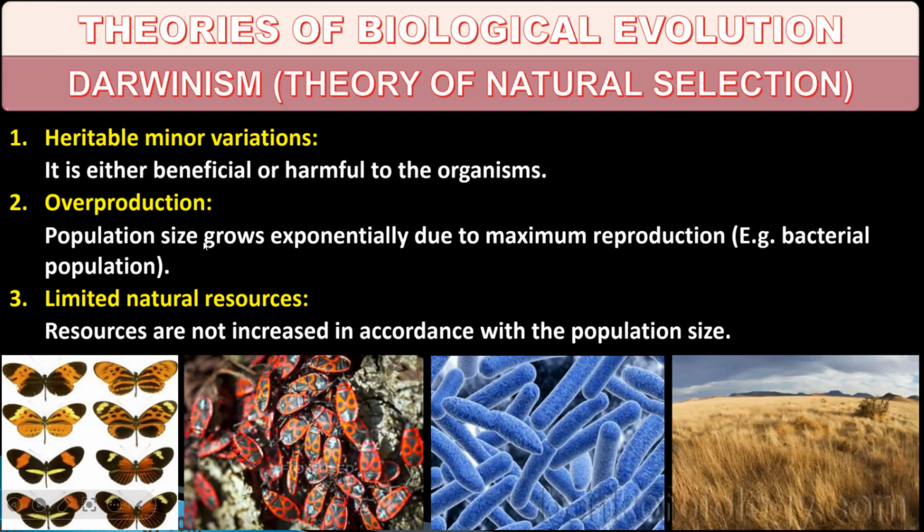Overproduction: population size grows exponentially due to maximum reproduction. Example of a bacterial population. How many minutes does a bacterium take to grow? 20 minutes. We have seen that, we have done that. Which experiment? Hershey and Chase, no? After every 20 minutes, 40 minutes, 60 minutes. So a bacterium can reproduce in 20 minutes. It can double itself. So, limited natural resources. Resources are limited, and they increase in accordance with the population size. What do you mean by exponentially? The population grows exponentially.